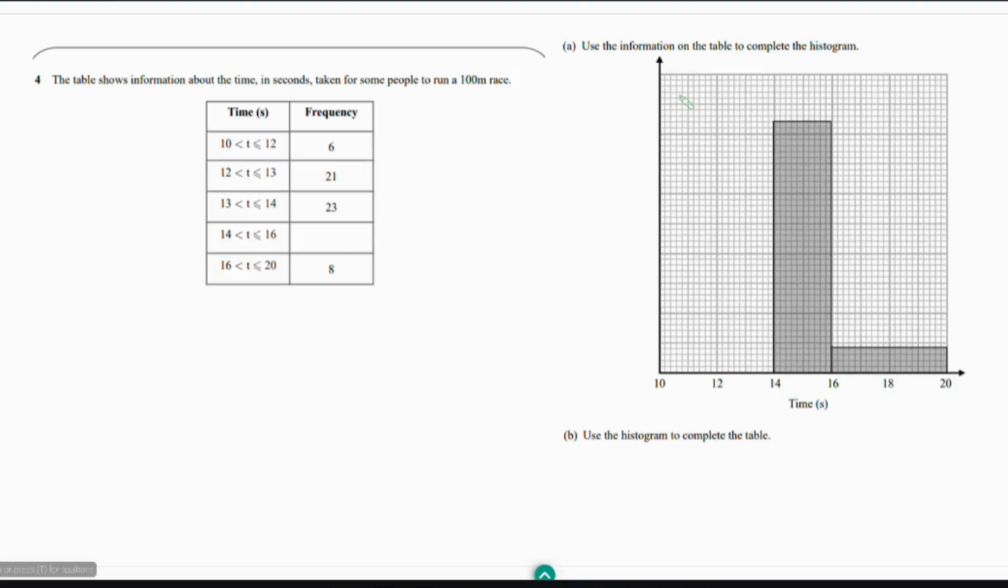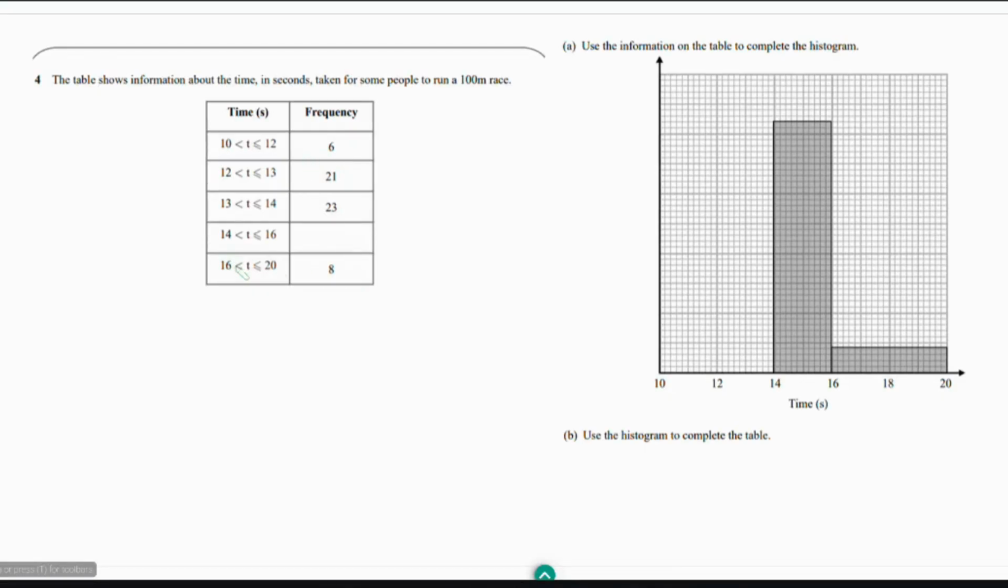Okay, let's look at some exam questions. I've got a few pages for you to look at. For each question, pause the video, have a go, and press play when you're done. The table shows information about the time in seconds taken for some people to run a 100-meter race. We use the information in the table to complete the histogram.